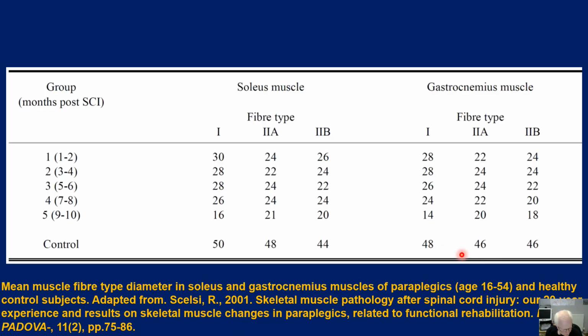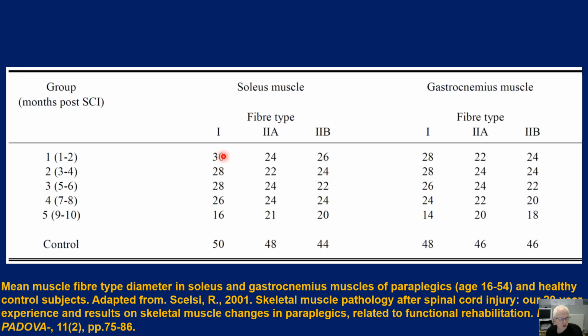Well, there is. So this is some data that came out back in 2001, and what they've done is they've tracked a group of individuals post a spinal cord injury. And they've tracked these in two groups of muscles, the soleus and the gastrocnemius. So fundamentally, these are muscles within the lower limb. And so here we've got our months post spinal cord injury. So if we take almost immediately, 1 to 2 months past, look at the fibre type distribution in the soleus. 30% type 1, 24% 2A, 26% 2B.